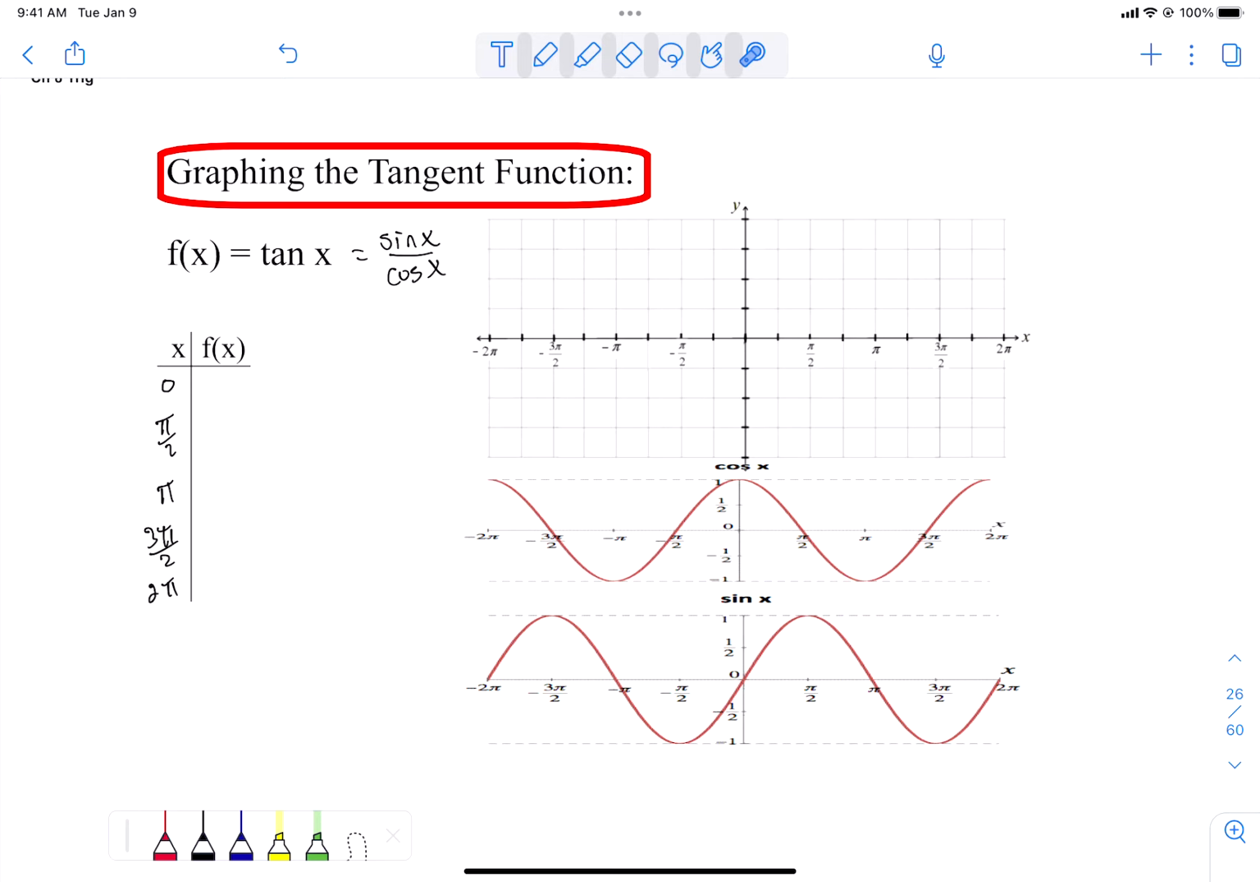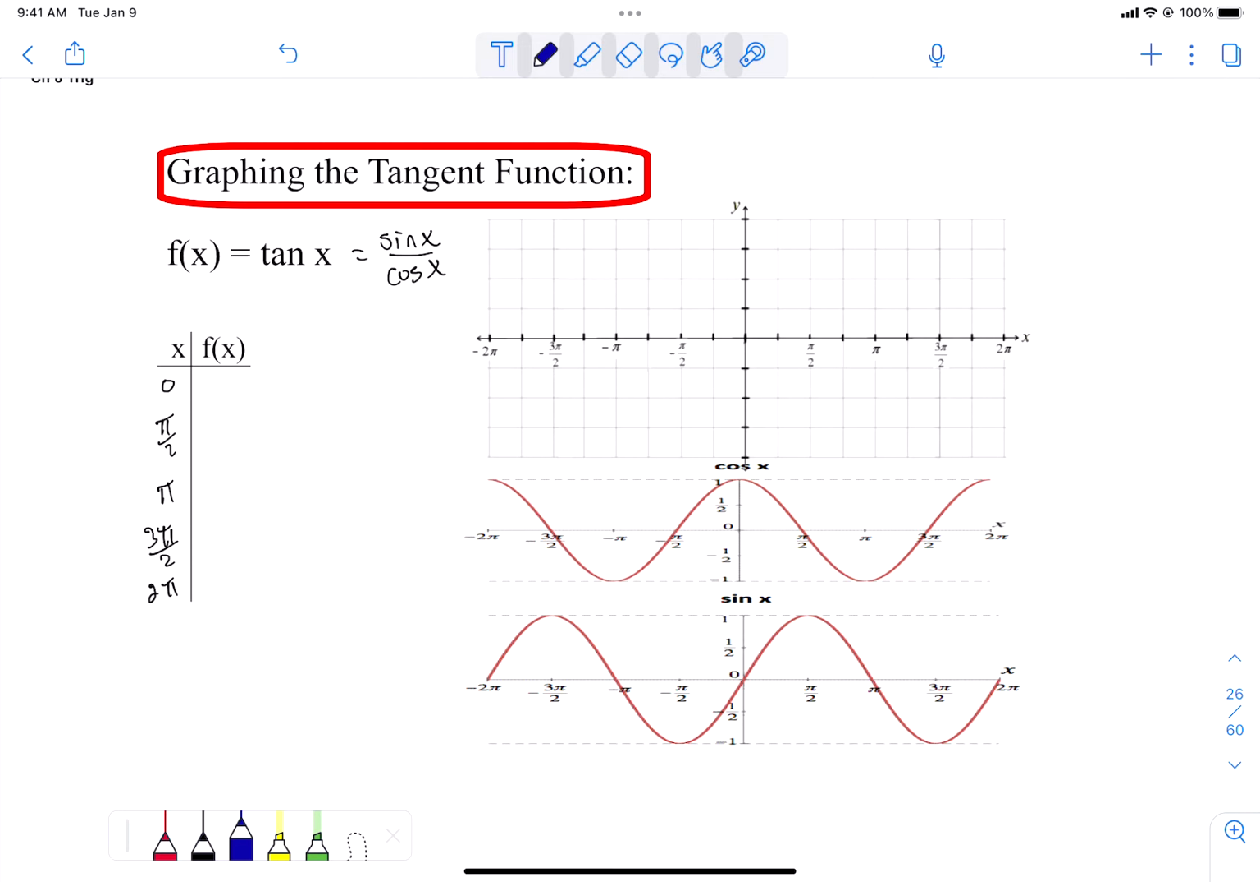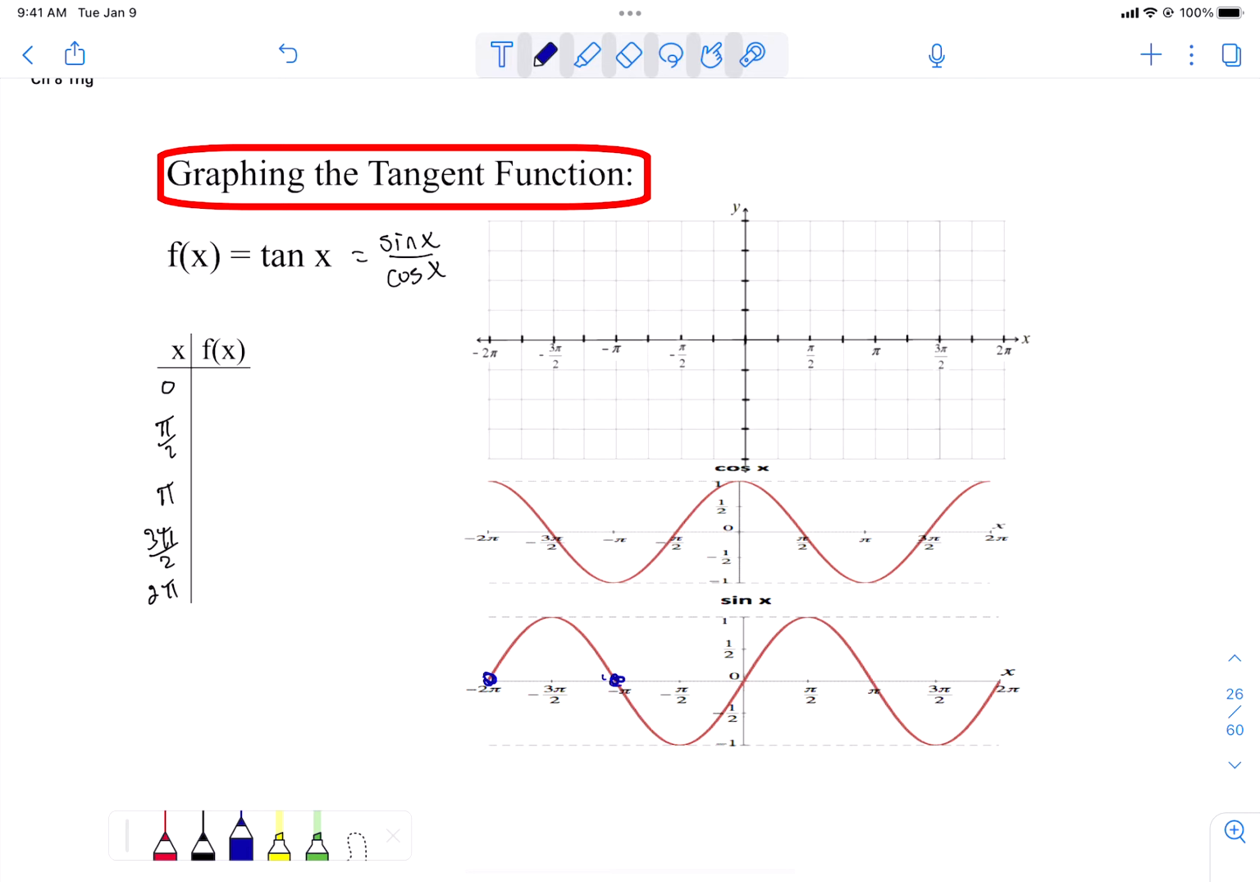Let's focus on the sine graph, and I'm going to just make a little dot every place that our sine is zero. So every place that our sine is zero, our tangent will also be zero. So let's put those zeros on the graph. So there's going to be a zero at negative 2 pi, at negative pi, at 0, at pi, and at 2 pi. So all of the full pi's, we are going to hit 0 for our tangent function.